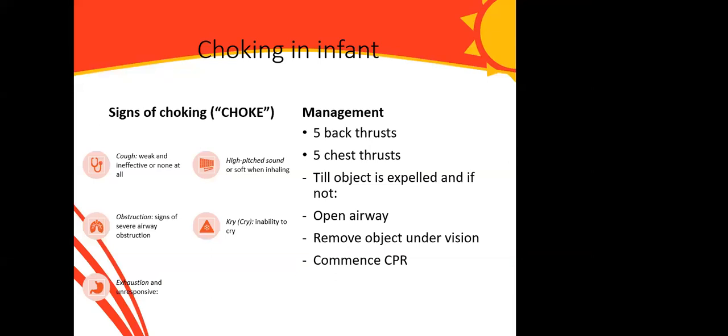Once you are able to appreciate the signs of choking, and there's no visible object expelled, you open the airway, and if you see the object, you remove it. If this is not successful, just commence CPR. And sometimes when we have foreign body aspiration or ingestion, if it's in the oropharynx and the patient is in theater during laryngoscopy, you can most times see the objects and remove them with your forceps under direct vision.